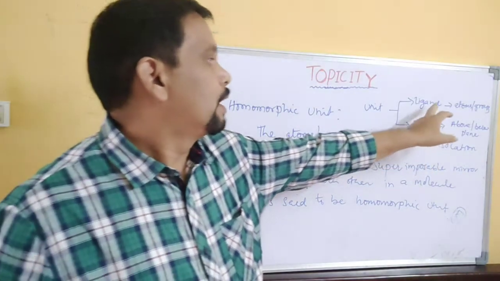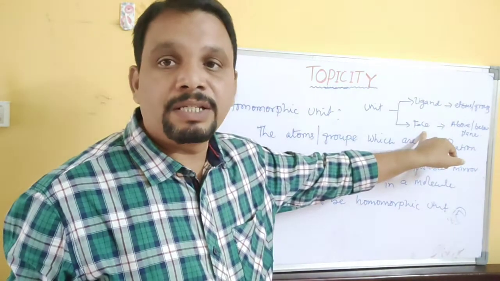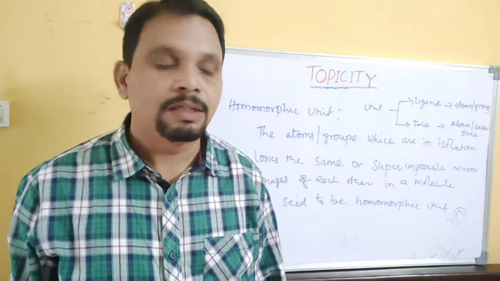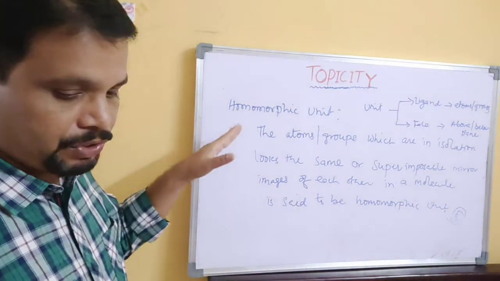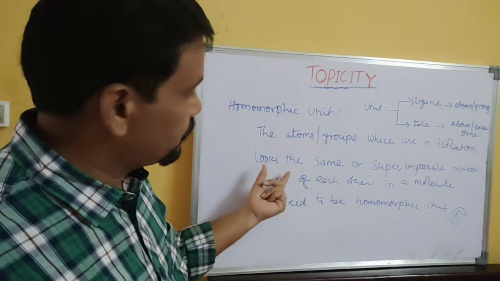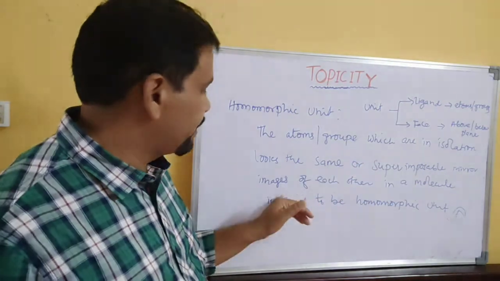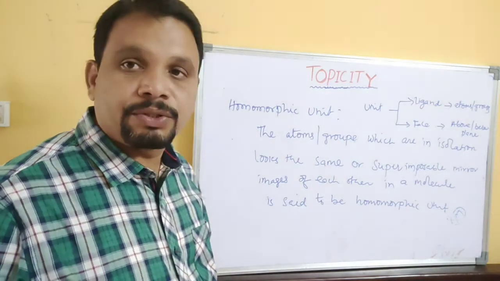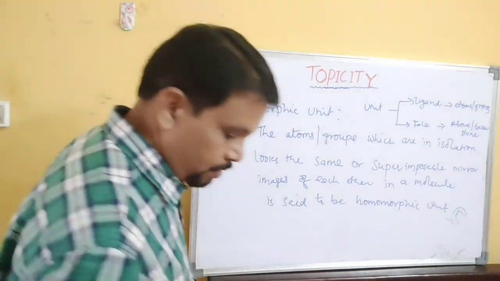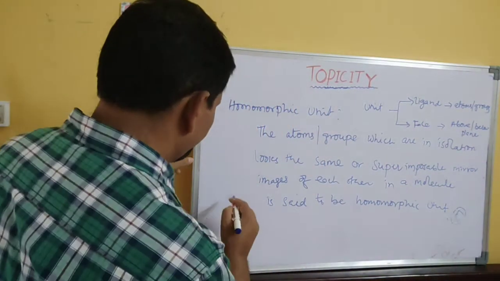Ligands may be atoms or groups. Phase means the plane may be above or below the plane. Okay, so homomorphic unit: the atoms or groups which, in isolation, look the same or are superimposable mirror images of each other in a molecule, are said to be homomorphic units. I'll draw the structure.